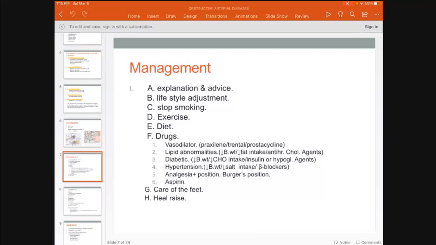Management should always include explanation, and advising the patient to take care of the limb, especially the skin and nails, and to change their lifestyle. Always encourage the patient to walk. Even if he says, "Yes, doctor, when I walk I have pain," tell him it is okay.